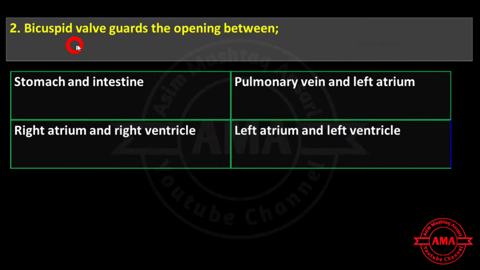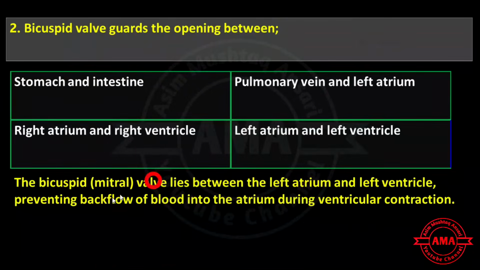Next is, bicuspid valves guard the opening between stomach and intestine, pulmonary vein and left atrium, right atrium and right ventricle, left atrium and left ventricle. The bicuspid valves lie between the left atrium and left ventricle, preventing backflow of blood into the atrium during ventricular contraction. So the exact answer is left atrium and left ventricle.